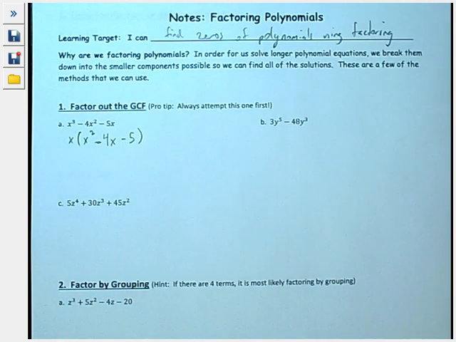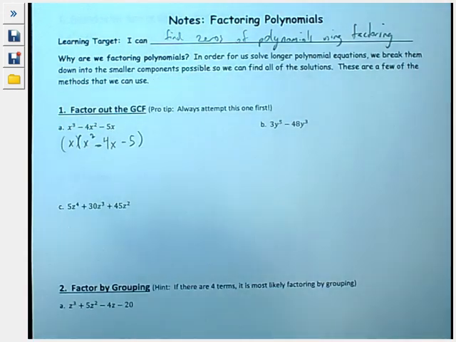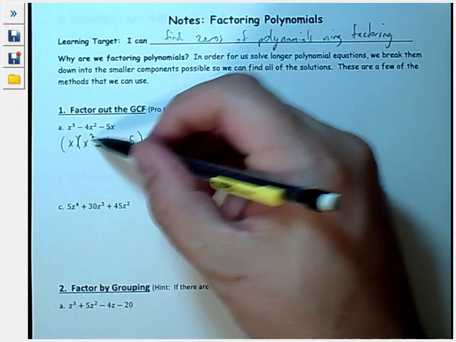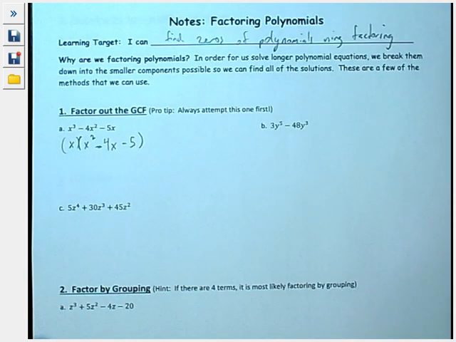Now, this first piece out here, well, that's good. That's separated out. We don't need to worry about that anymore because we can't break down x any further than it's already broken down. But we can break down this guy right here, x squared minus 4x minus 5. We're going to go back to unit 3, and we're going to factor this even more.